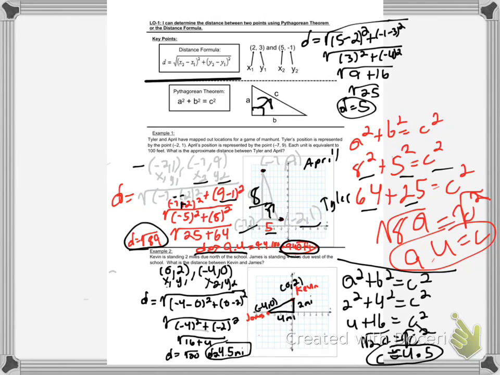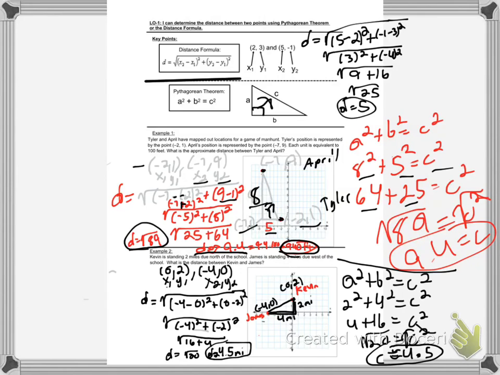Alright, next example. Kevin is standing 2 miles due north of the school. So that's 0, 2. There's Kevin. James is standing 4 miles due west of the school. So you go left, and right there, -4, 0, and 0, 2. So I use my distance formula, and I draw my triangle. I know it's 4 units left and 2 units up on my triangle. So I got 0, 2, -4, 0.